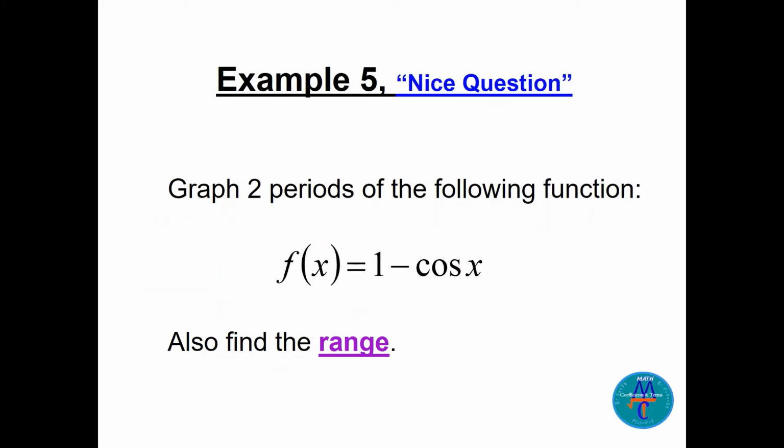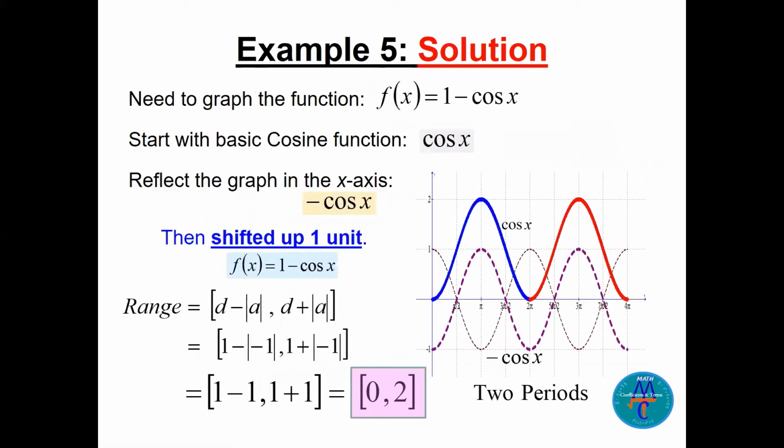Let's see example 5. So we are continuing lecture 15 now. Graph 2 periods of the following function, f of x equals 1 minus cosine x. Find the range. So we know cosine x, we know the graph. This is the complete graph here. There is a minus here, that means a reflection. See the dashed one? Start with the basic cosine. This is the cosine here, the black one. And then the minus will be the reflection in the x-axis. That's minus cosine. And then you shift up 1 unit after you make the reflection.